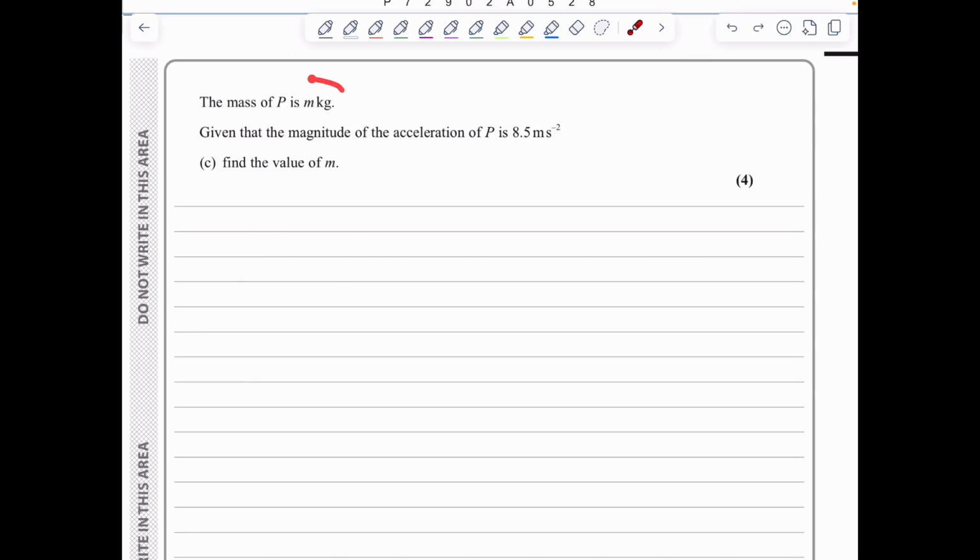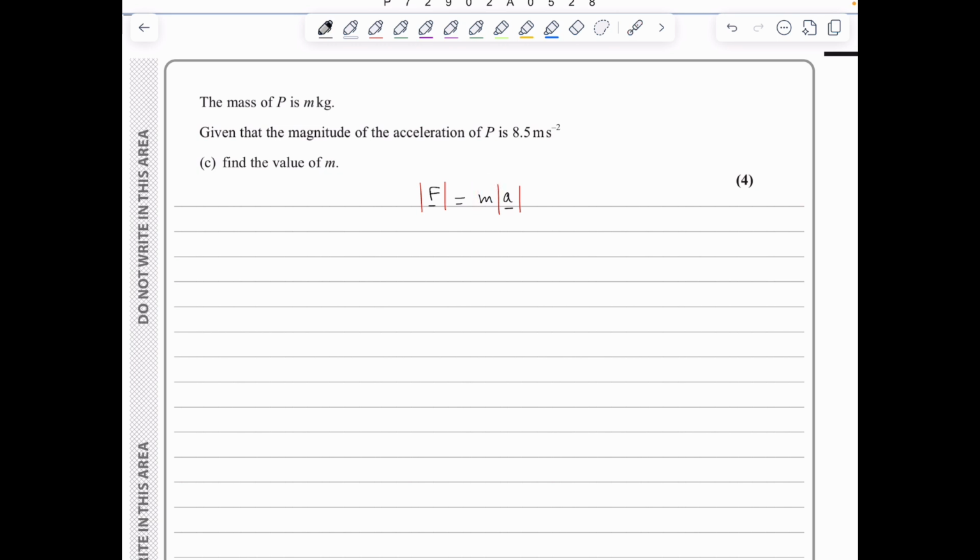We then have that the mass of P is m kilograms and the magnitude of the acceleration of P is 8.5 meters per second squared. We need to find the value of m. I will start by stating that the force is equal to mass times the acceleration, and I will be taking the magnitudes of these because I'm told the magnitude of the acceleration, so I will be working with the magnitude of the force, the magnitude of the acceleration, and the magnitude of m, the mass. It's simply the value itself of the mass.